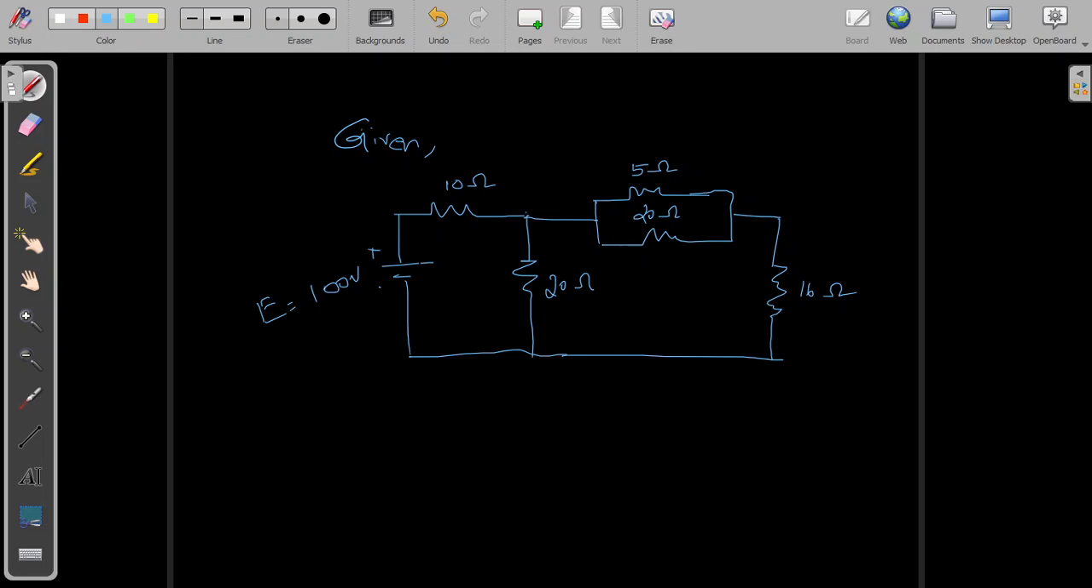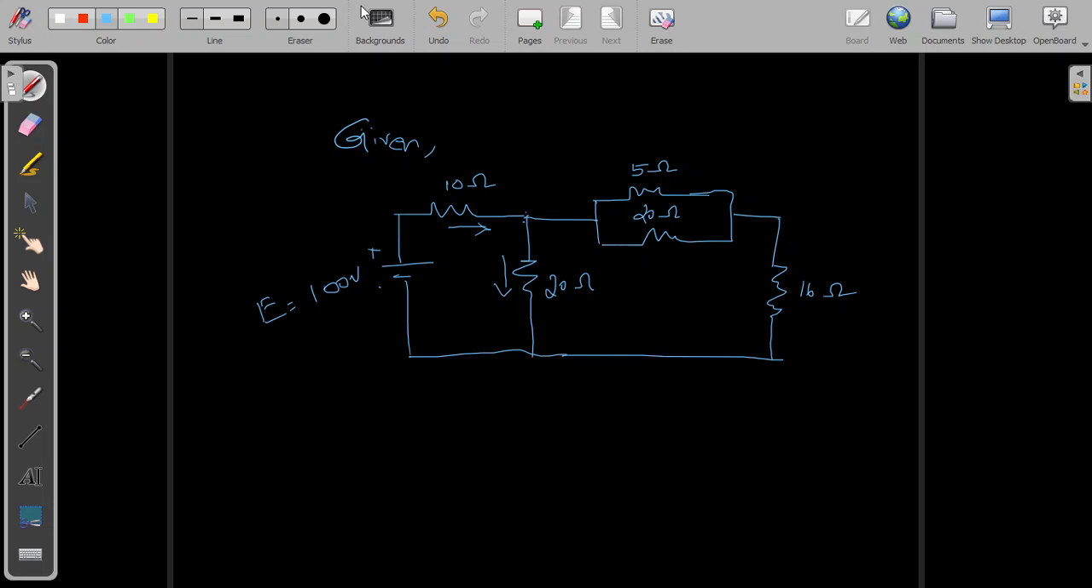Now the examiner wants to find out all the branch currents of the given circuit. Means the current across the 10 ohm resistor, then the 20 ohm resistor, then 5 ohm, 20 ohm, then 16 ohm. All these resistors.